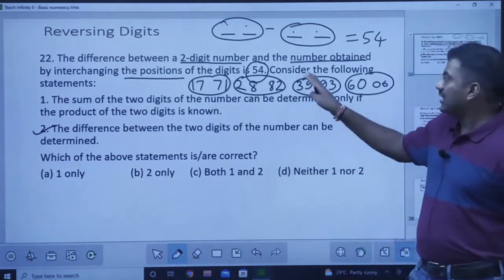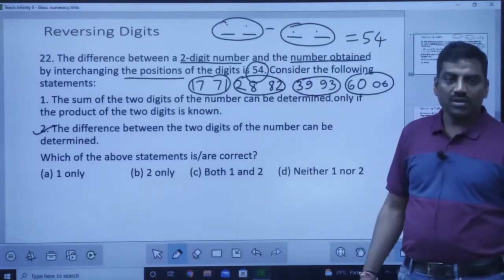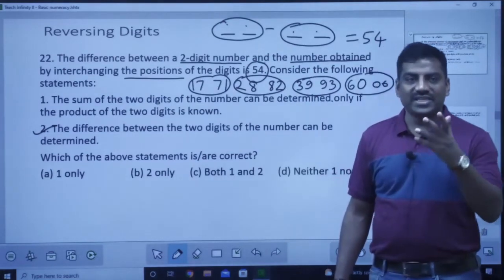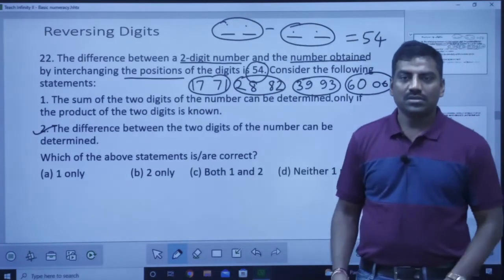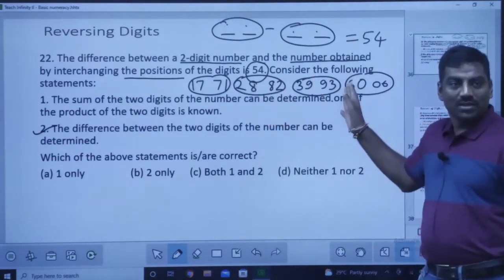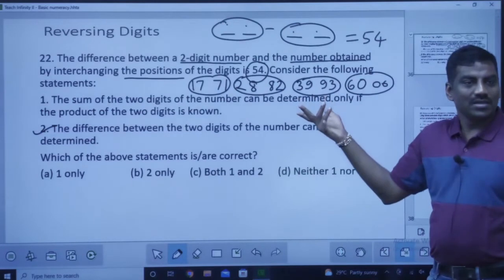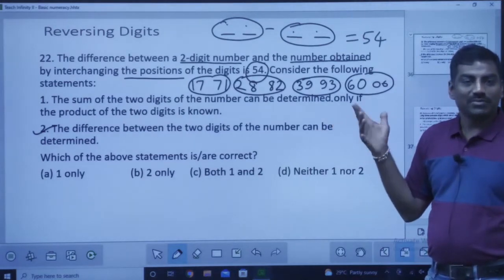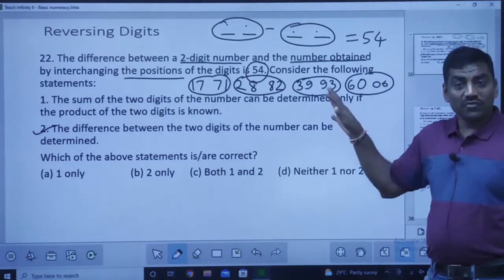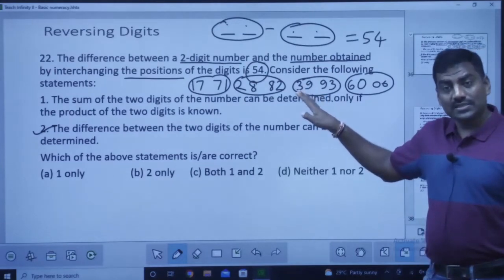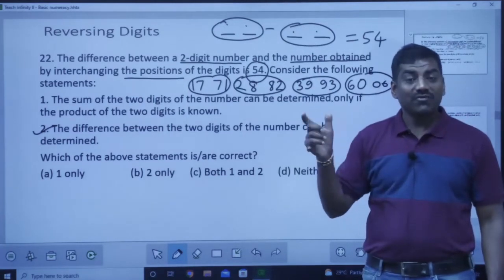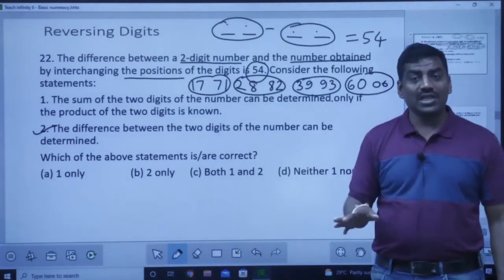I have told you the difference between those numbers is 54. Tell me the number, and I will only identify the sum of those digits. We have many options here, no? Which number is final? Tell me. But if you take the difference, the difference is the same for all the numbers. Yes or no? But if you take the sum, is it the same for all the numbers?